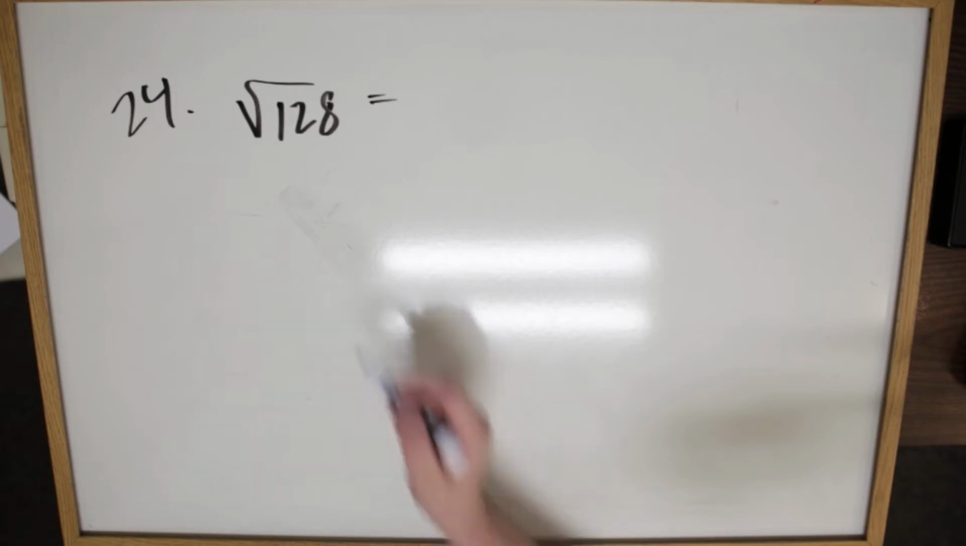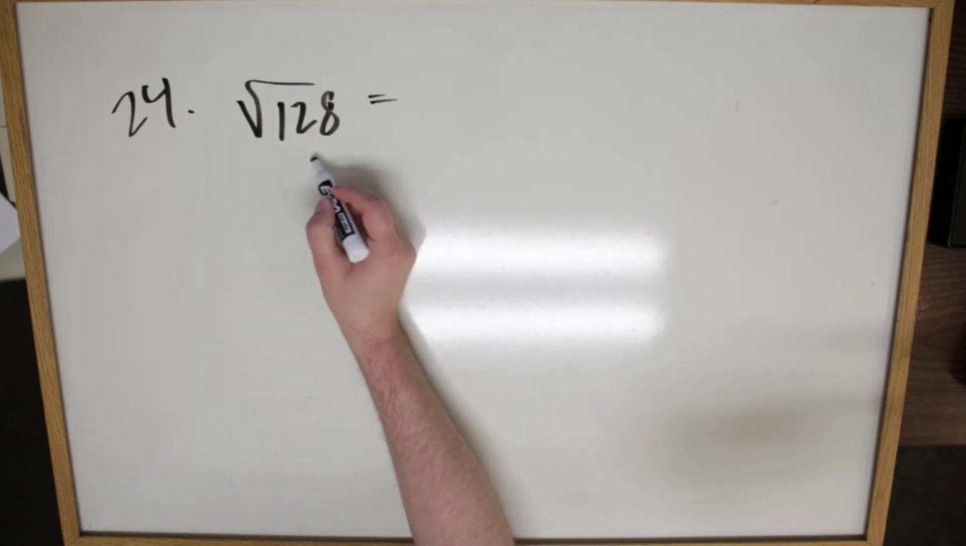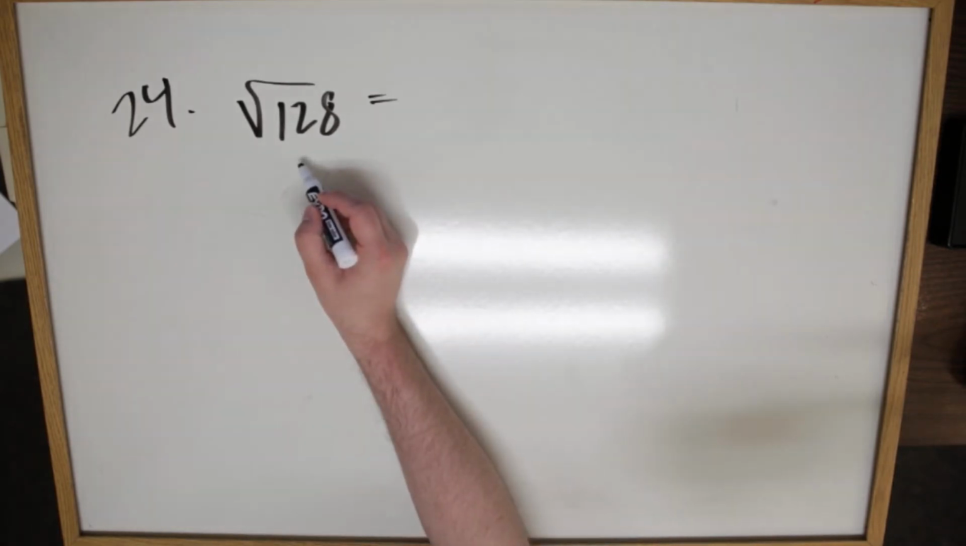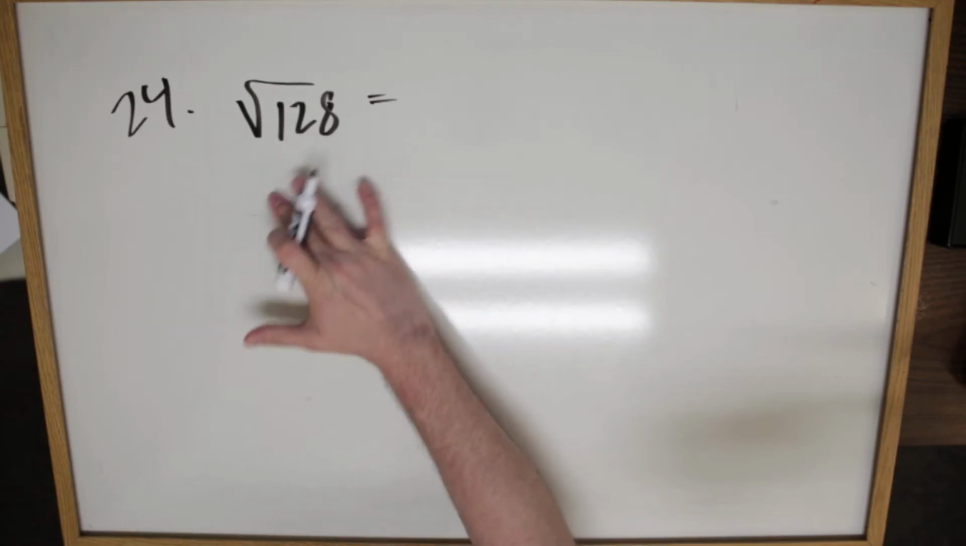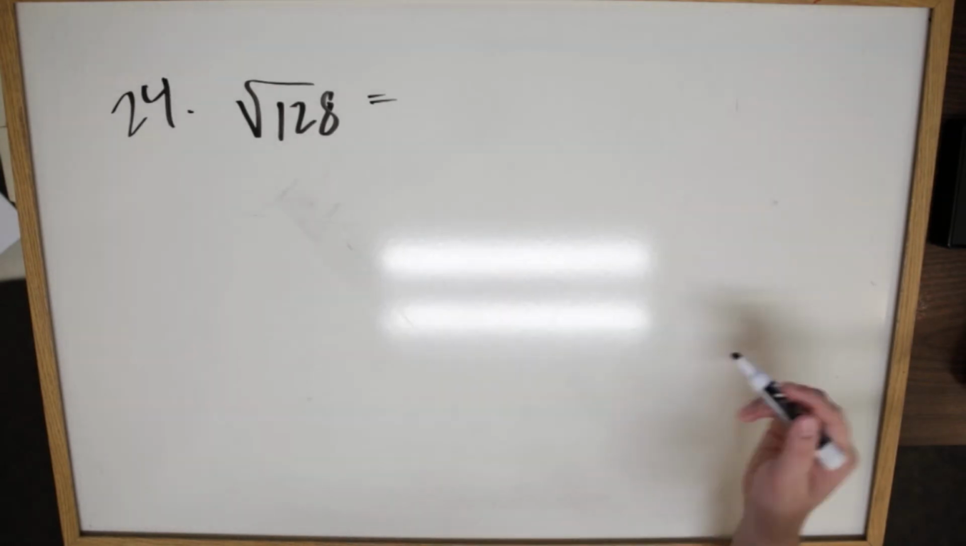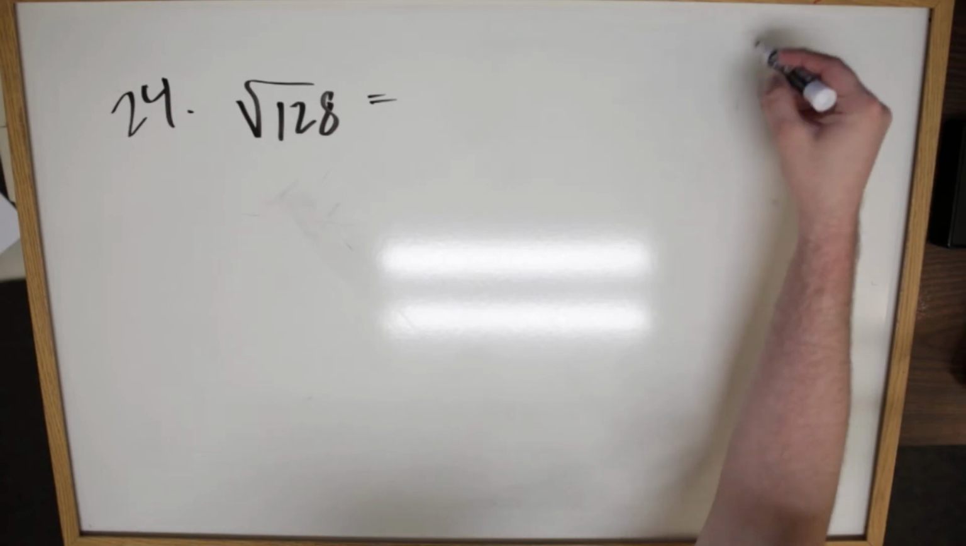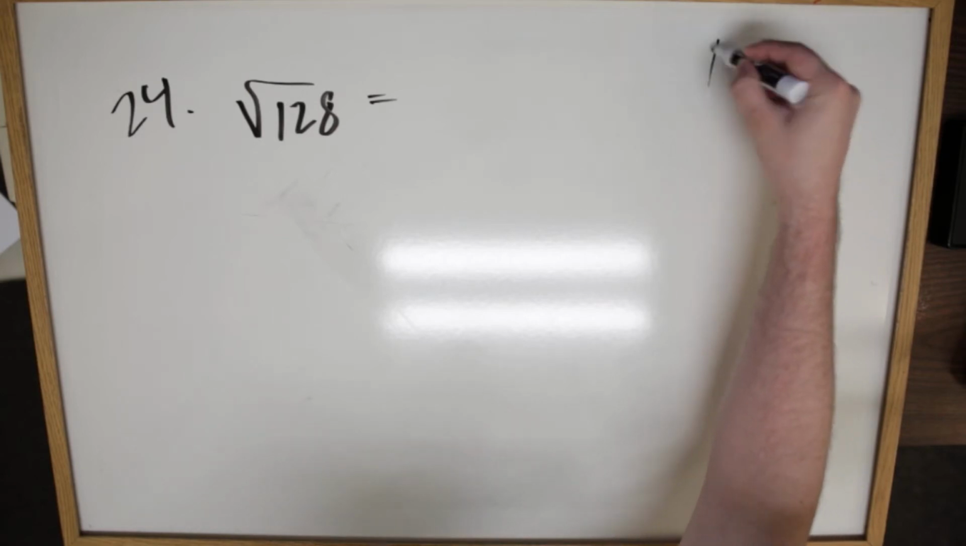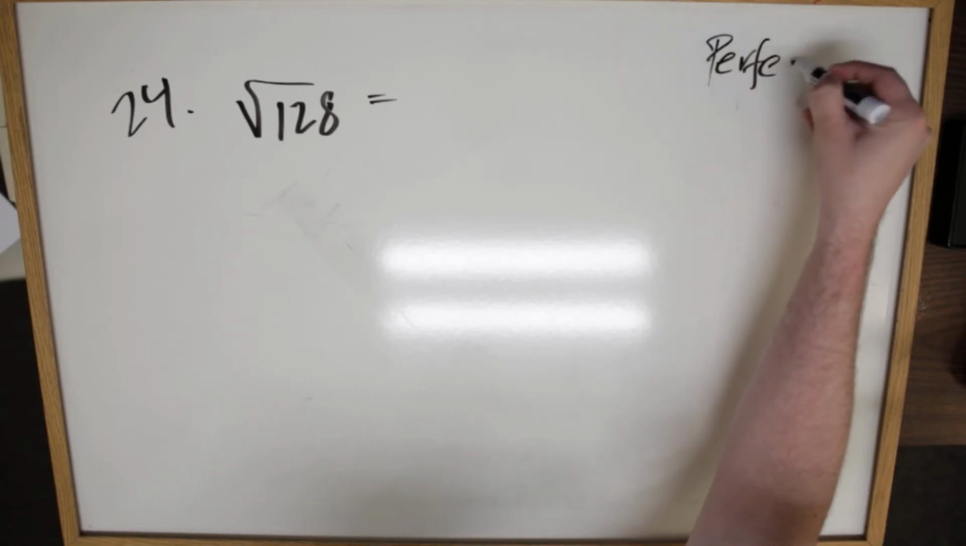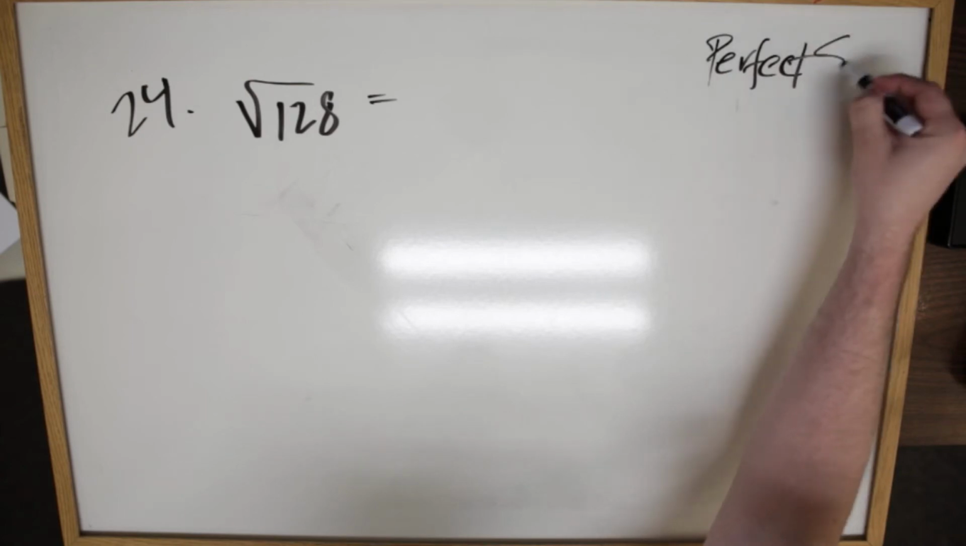So again, the goal for these is to split this into something that is a factor that has a perfect square in it. So it might be a good idea to remind yourself of these. So let's just look and let's write a few of these out. Perfect squares.